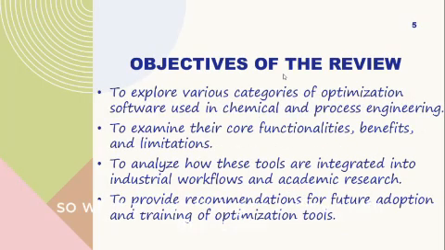So, what are we trying to achieve with this review? First, we aim to understand the different types of optimization software and what they are designed to do. Then we'll look at their key functions and limitations. We'll also explore how these tools are applied in both research and real industries. And finally, we'll give some suggestions for how engineers and organizations can best adopt and benefit from these tools.